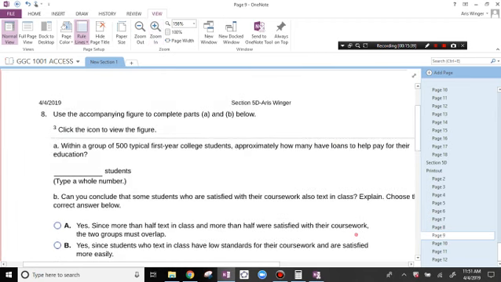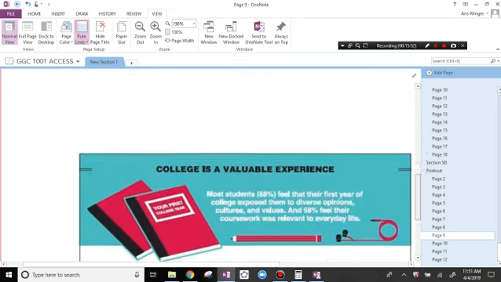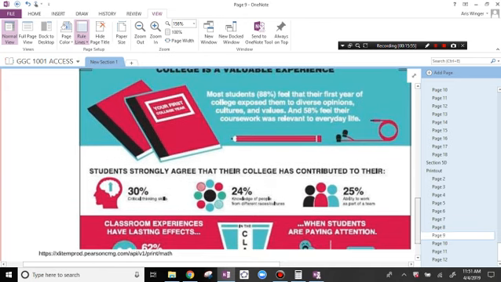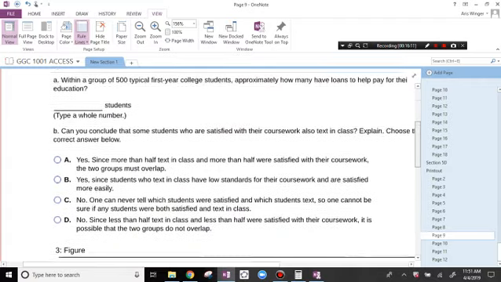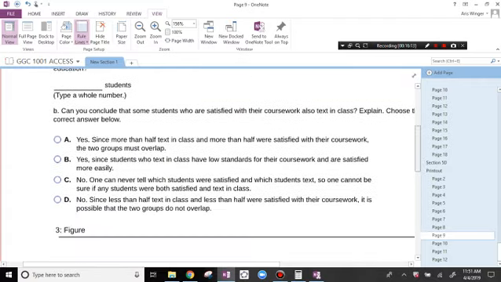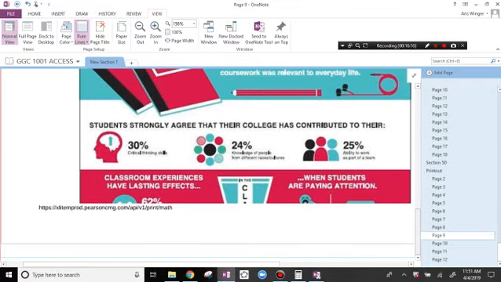Use the accompanying figure to complete parts A and B below. Within a group of 500 typical college students, approximately how many have loans to help pay for their college education? What percentage of people have loans to pay for their college education? All right, so we got a lot going on here. Okay, so we got a percentage here. Most students feel that their work is relevant. Okay. We're looking for loans, right? Use loans to pay for their education.